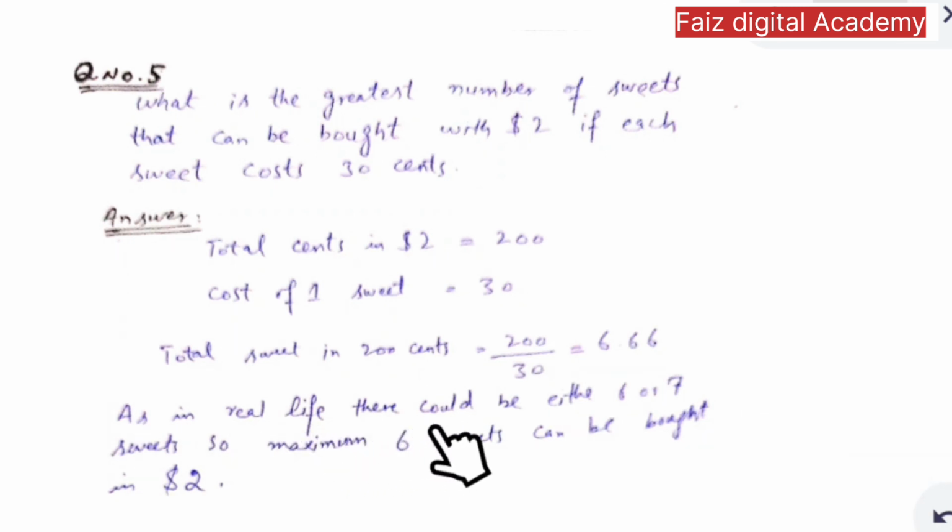In real life, there could be either 6 or 7 sweets, so maximum 6 sweets can be bought with $2. In this case, in real life, we cannot approximate 6.6 to 7, because the maximum we can buy is either 6 or 7, so we have to write 6.